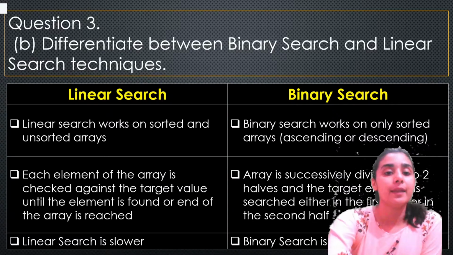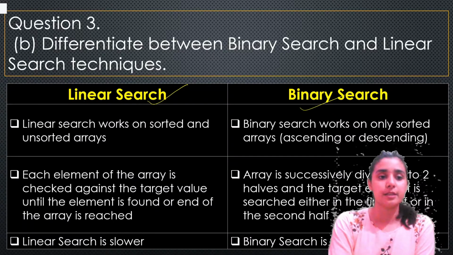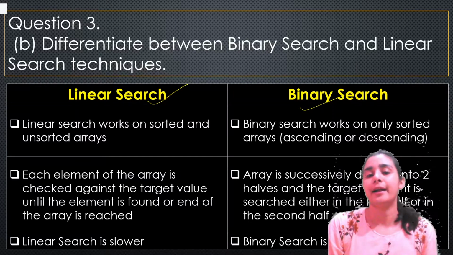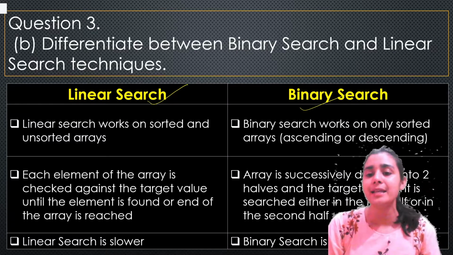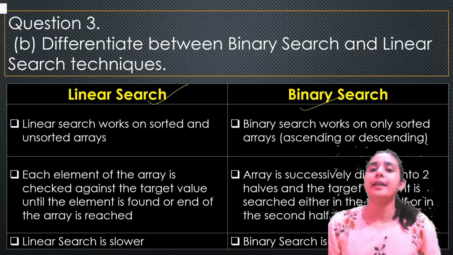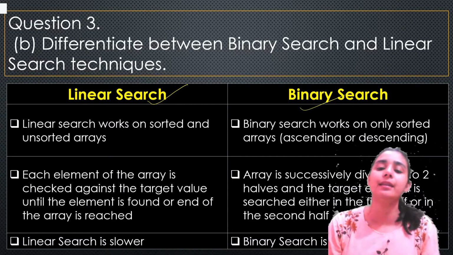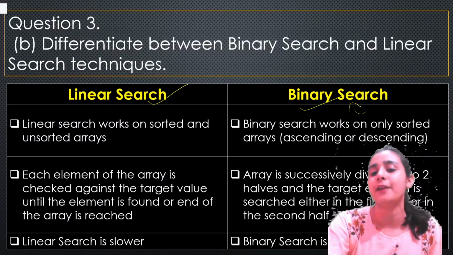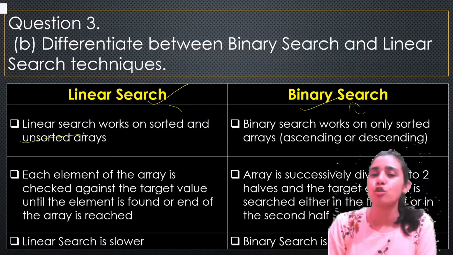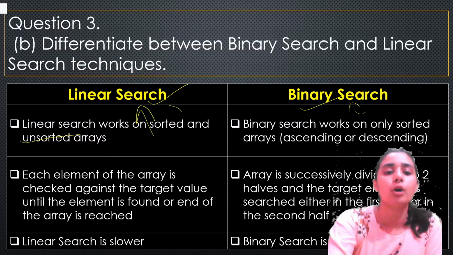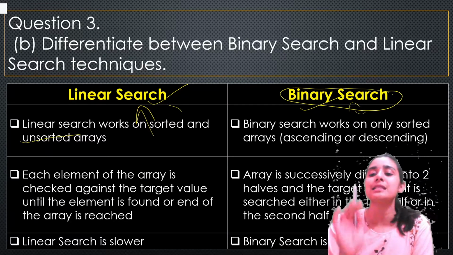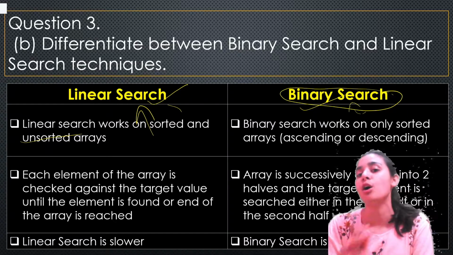So I'm moving to the answer, linear search and binary search. Linear search works on both sorted and unsorted arrays. But binary search works on either ascending or descending, meaning a sorted array. There must be a sorted array, and only then will binary search be effective, otherwise it is not. For linear search, sorted or unsorted array doesn't matter. It will do the work on both arrays, but before starting binary search, we must sort our array in either ascending or descending order.